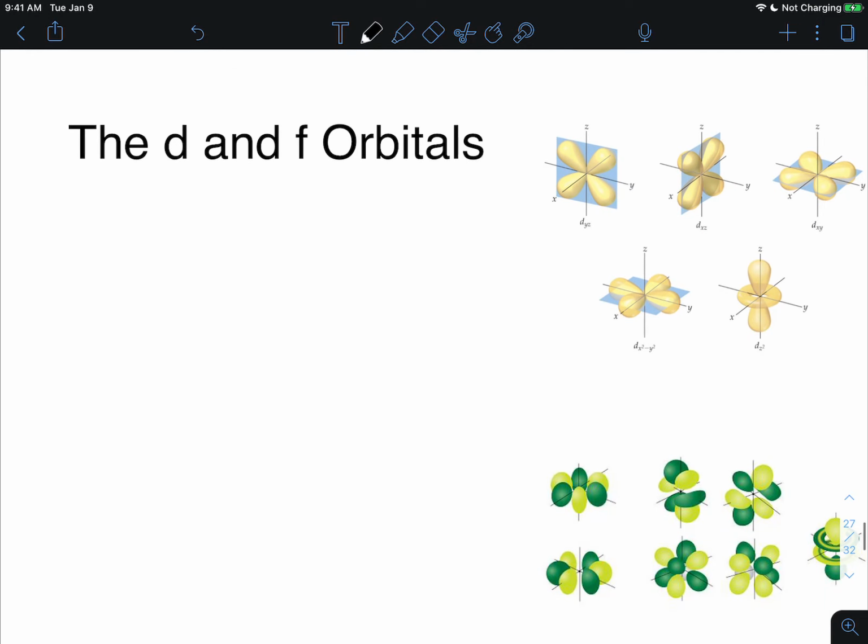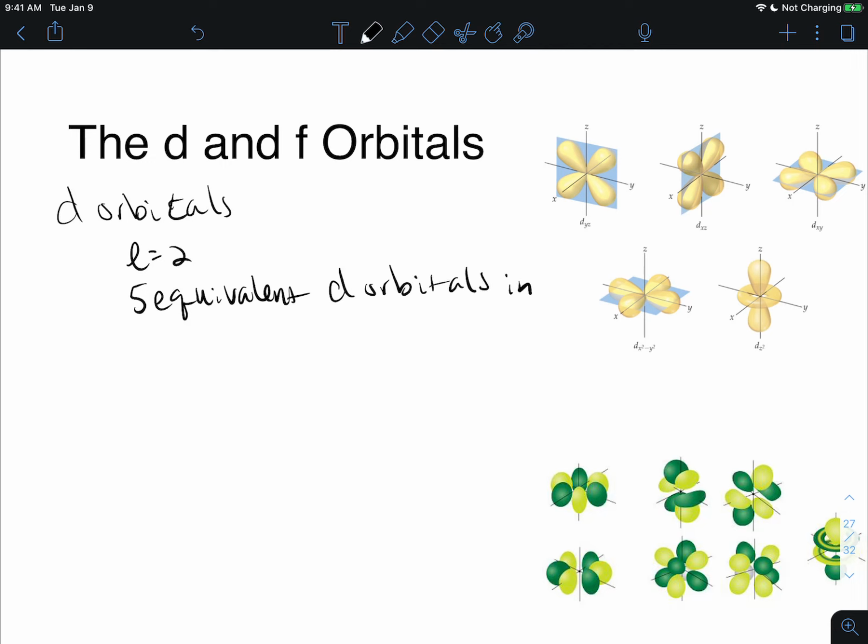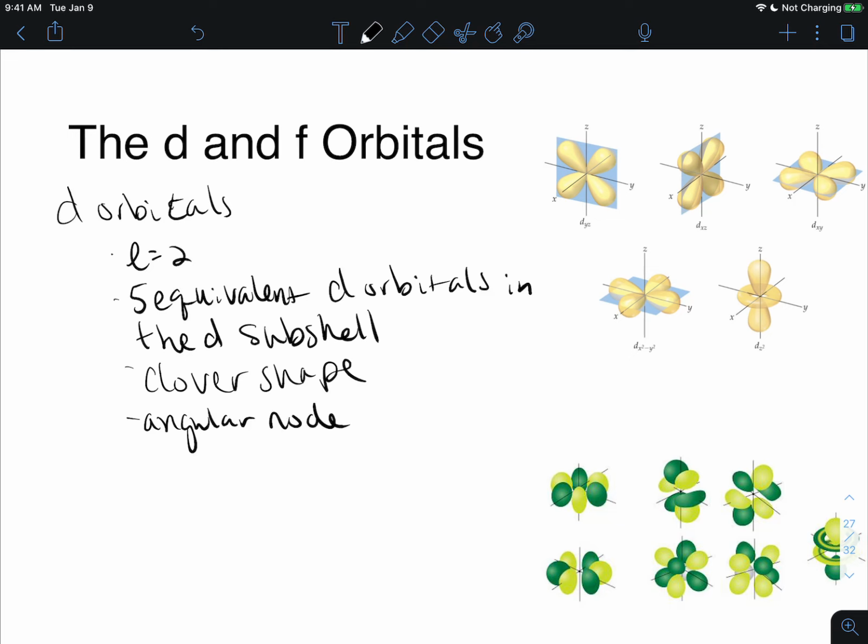We also have d and f orbitals that we're going to look at very quickly. For d, our L is equal to 2. We have 5 equivalent d orbitals in the d subshell. And they have what's called a clover shape. Okay. And here, our angular node is equal to 2.